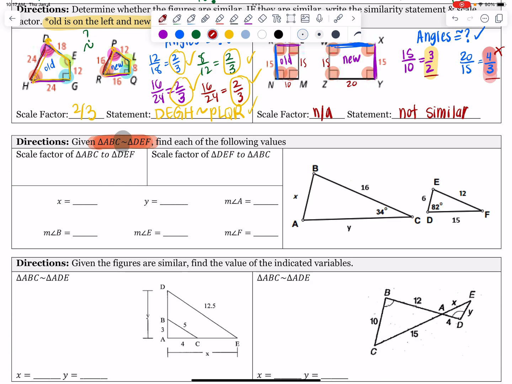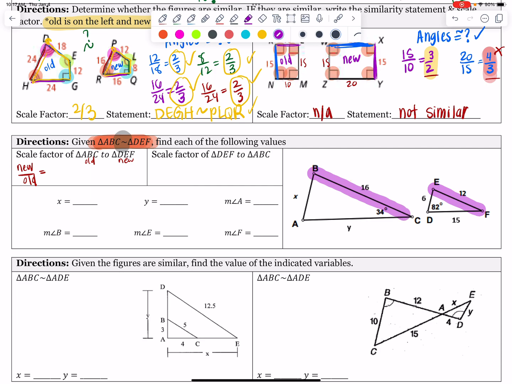So we want to go new over old. So this will be our new, this will be our old. So new over old to find our scale factor. So we're going to pick a piece of the new and then pick the corresponding piece to the old. So here's my side length. Since we know that they're similar, 12 is going to correspond with the 16.